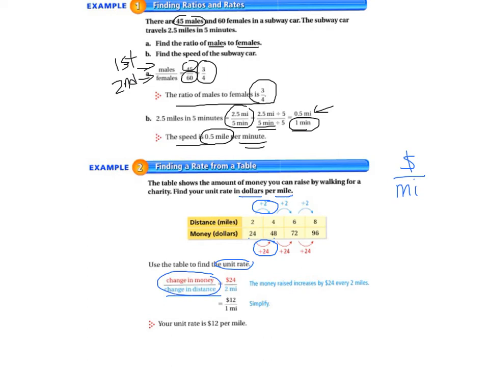So the money raised increases by $24 every 2 miles. So we did just figure that out. So our fraction is 24 over 2, so the change. And then we simplify that and it becomes $12 per mile. So every time we walk 1 mile, we earn $12. So our unit rate is $12 per mile.